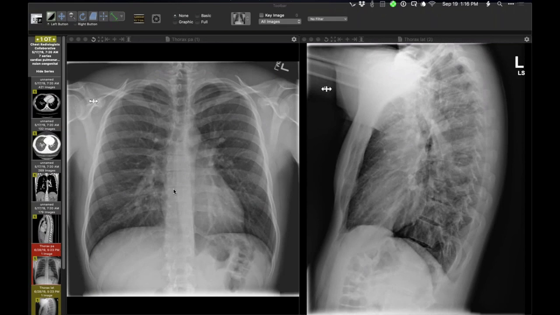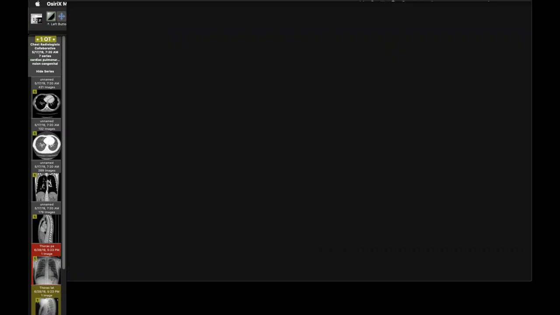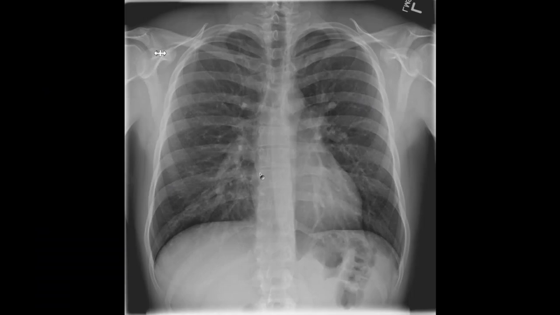Okay, I'll start with this one. The findings here are really subtle, but they're nice teaching findings. So we have a frontal and lateral projection of the chest on a young person. And let me bring up the frontal projection. Give you a moment to look at that.